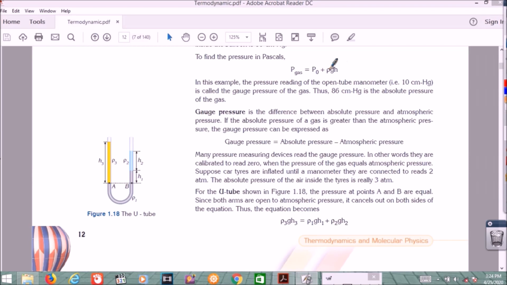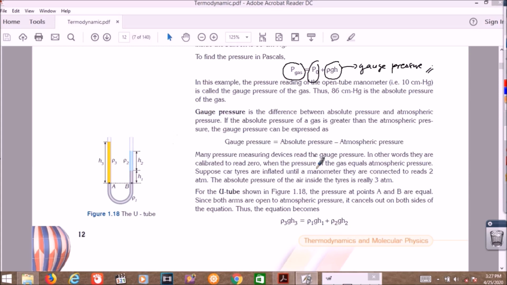Here, absolute pressure is the P of gas, which is the atmospheric pressure plus rho g h as the gauge pressure. The gauge pressure is the pressure from the fluid inside the object. Absolute pressure is the gauge pressure plus the atmospheric pressure. This one is atmospheric, and this one is gauge pressure.